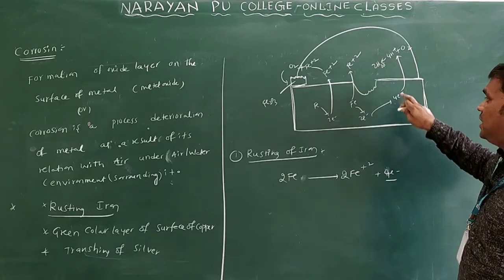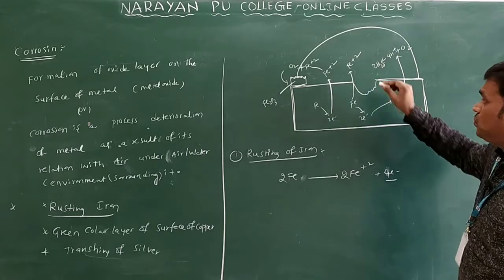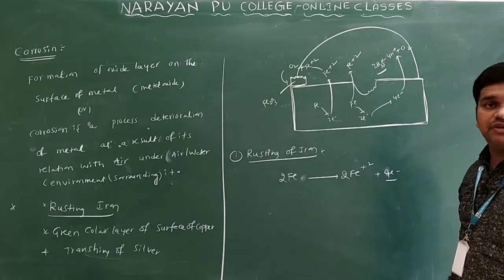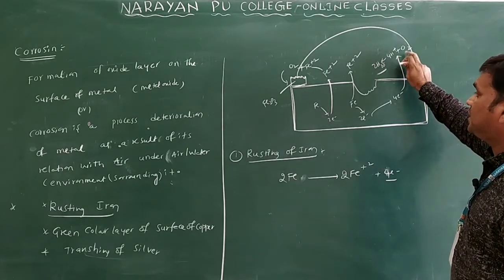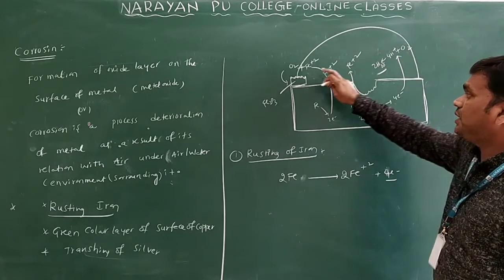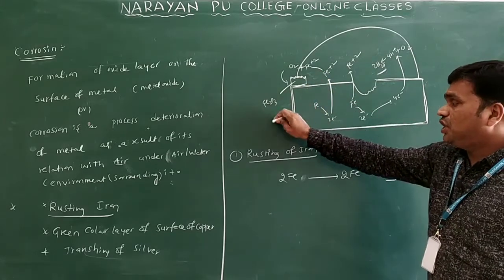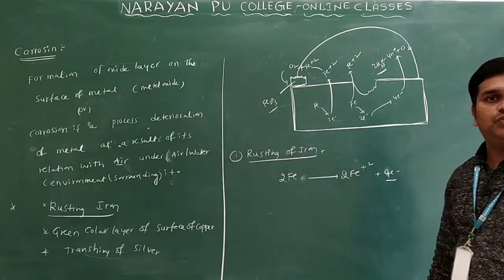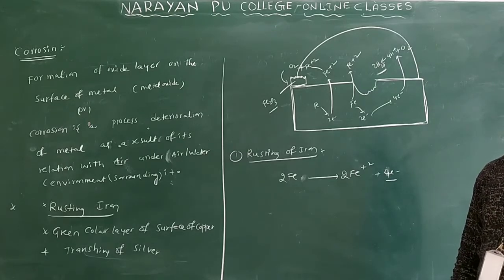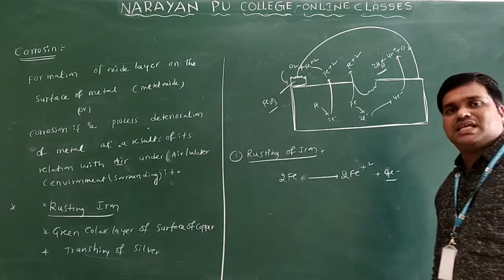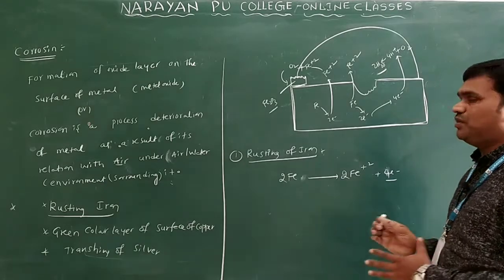So these 4 electrons can be absorbed by the moisture. Oxygen and H+ ions with 4 electrons give rise to water. So this oxygen will combine with Fe2+ ions. It will form Fe2O3, which we can call the iron oxide layer, or oxide layer formation on the surface of the metal. So this is the diagram position.